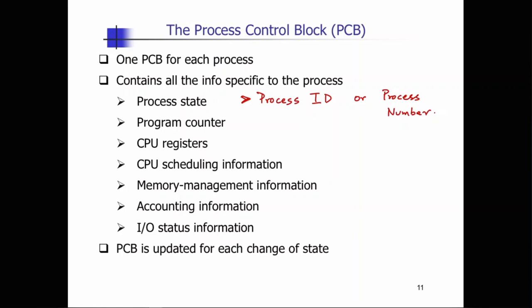Then we have accounting information, which includes how much CPU the process is using, or the job or process numbers that the process is using. Then at the end, we have the I/O status information. So if a process is currently interacting with an I/O device, that status is also part of the process control block. And because process state is a part of the process control block, it gets updated after the process has a change of state.